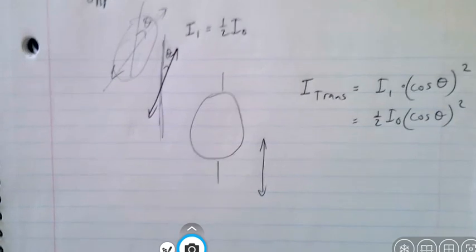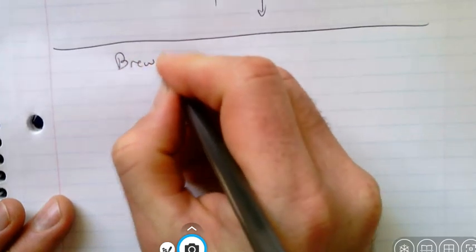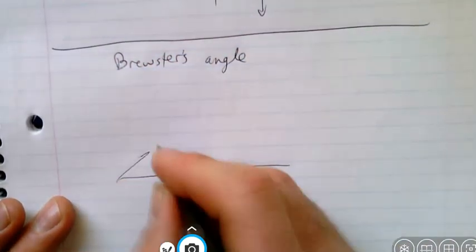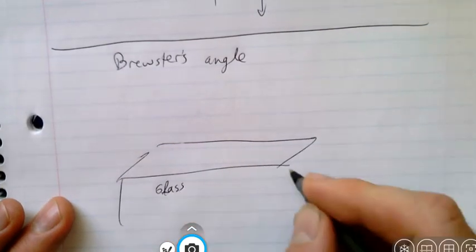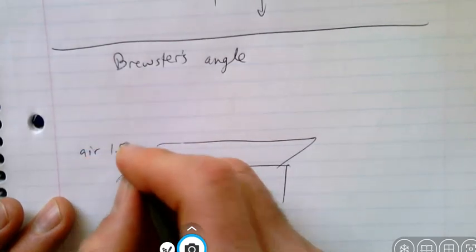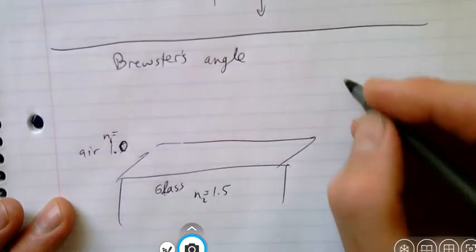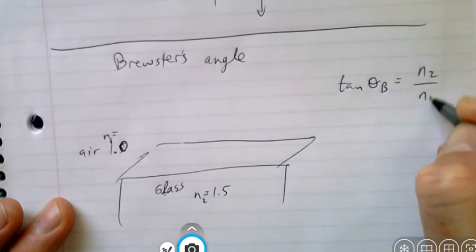But I'll just briefly work out an example here for Brewster's angle. If I have some surface here, and let's just imagine that this is glass on this side, that has an index of refraction of 1.5. And here is air with an index of refraction of 1.0. Here's n2. So our formula is that the tangent of theta b is equal to n2 over n1.